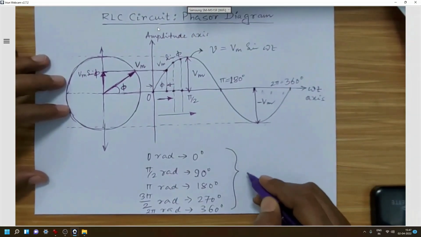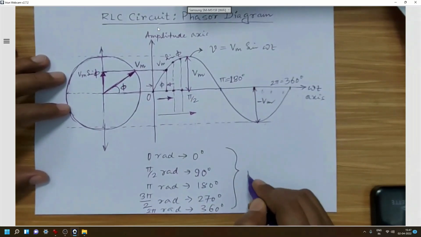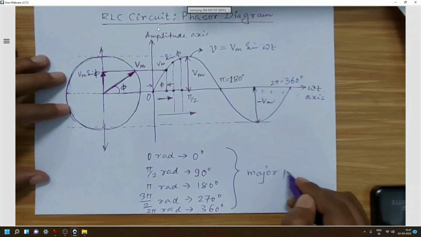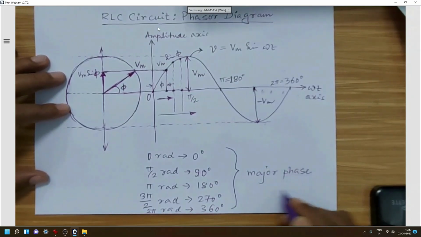Now here we have listed the major phase points or instants, both in radians and degrees.